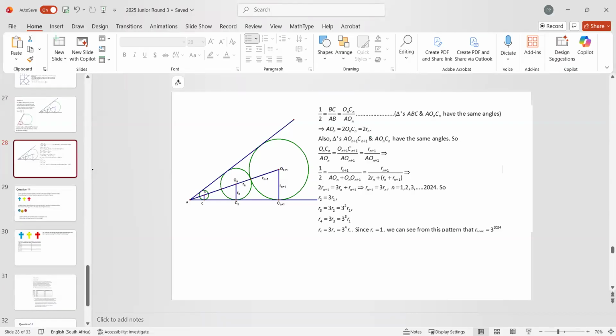Now I did something very, very complicated here. You can just ignore this. At that time I was going to town with all kinds of heavy mathematics. But you can see right at the end, I got 3 to the power of 2024. So that is the answer to that question. Okay, let's get on to the next problem.